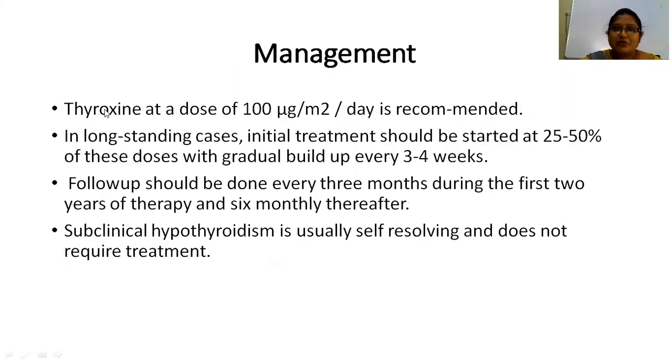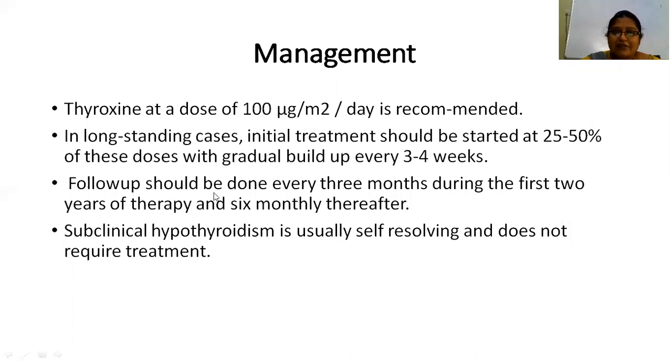Management. We have to supplement thyroxine at a dose of 100 microgram per square meter per day, and thyroxine should be taken on an empty stomach. Okay. In long-standing cases, we should start with 25 to 50% of the dose, and then gradually build up every 3 to 4 weeks. Okay. TSH and T4 come to normal levels by 1 week and 1 month. And then during serial blood investigations, we have to see the response of hormones, and taper or increase thyroxine depending on investigations.